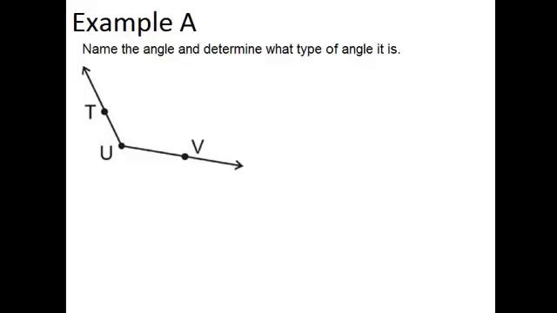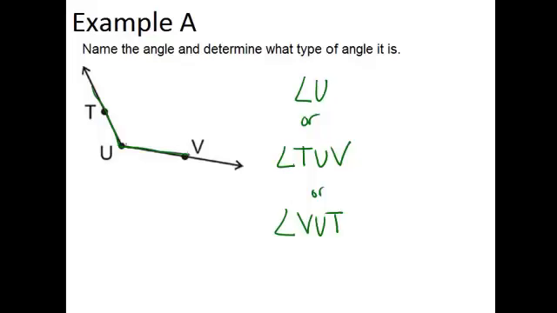So to name an angle, remember you can use either 1 letter or 3 letters, although sometimes you actually have to use 3 letters. If using 1 letter, it would be ambiguous. In this case, we can use 1 or 3 letters. So we could call it angle U, or angle TUV, or actually we could also call it VUT. If you're using 3 letters, just make sure that U is your middle letter since that's the vertex.